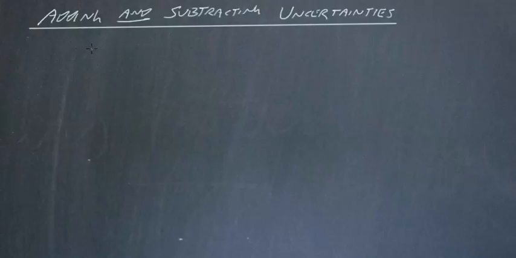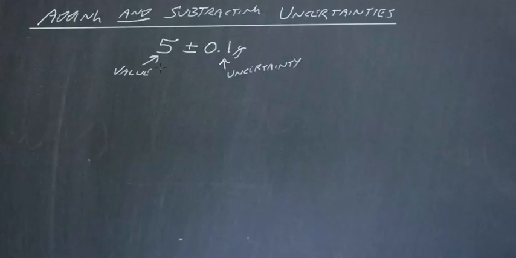So let's give an example of an uncertainty first. So I said that we could have, for example, 5 plus or minus 0.1 grams. That's an uncertainty, and if you remember, this is our value. Now the 0.1 is the uncertainty, so that's the uncertainty right there. Okay, so we've got 5 plus or minus 0.1 as an example.